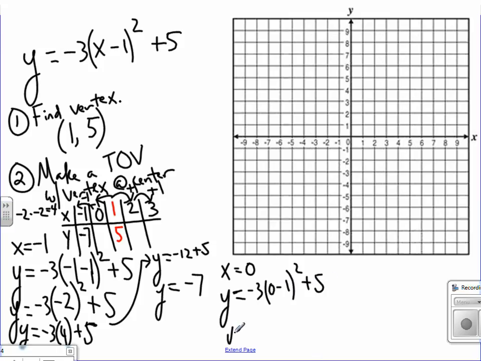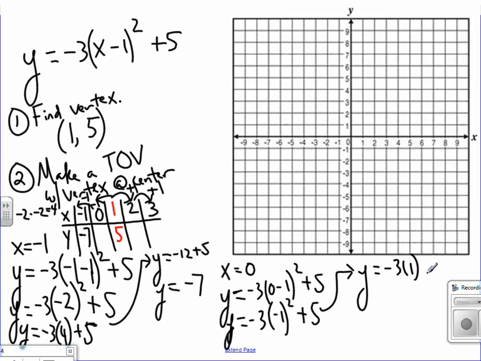All right, so let's do it. 0 minus 1 is -1. What's -1 squared? Please don't say -1. -1 squared is +1. And again, that's because -1 squared means -1 times -1, and that equals +1. All right, -3 times 1 is -3, and -3 plus 5 is +2.